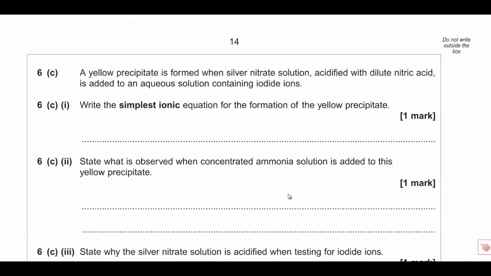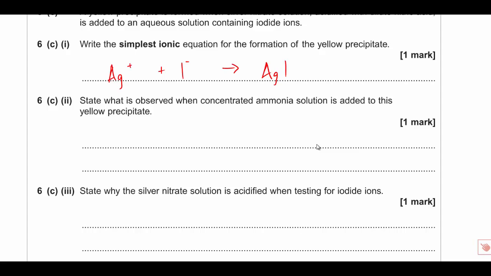6C, a yellow precipitate is formed when silver nitrate solution acidified with, done. Right, the simplest ionic equation for the formation of the yellow precipitate. We're on 6C. So it's the silver ions that are doing the business there. It's the iodide ions in the potassium iodide, whatever it is, and we're producing silver iodide, and that's the lot. 1 mark there. State what is observed when concentrated ammonia solution is added to this yellow precipitate.